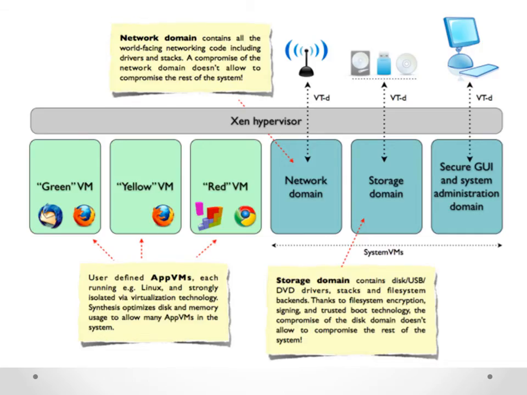This image from the paper shows the logical layout of the VMs and the hypervisor. Note that the teal VMs on the right are running code typically found in kernel mode and rely on Intel VT-D to communicate with hardware.